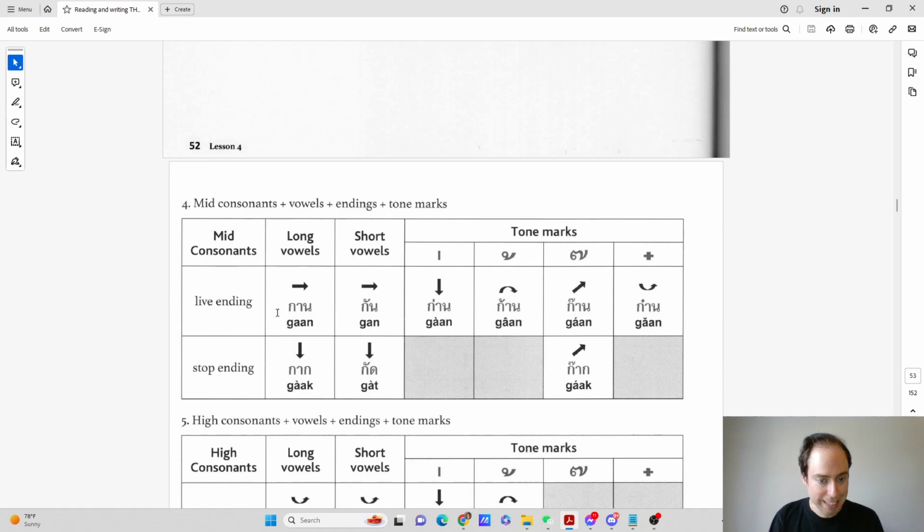In this case, if it's a live ending, it's just flat tone. But if it's a stop ending, like you have a k at the end instead of an n at the end, and it's a long vowel or a short vowel, then it becomes a low tone. Unless, of course, you have one of these markers, in which case, if you have this marker, it becomes a high tone. Or if it's a live ending and you have this mark, then it becomes a descending or a falling tone. Now be careful.